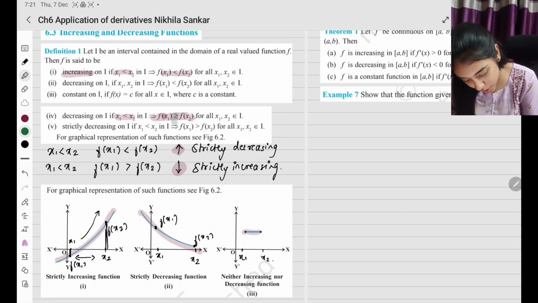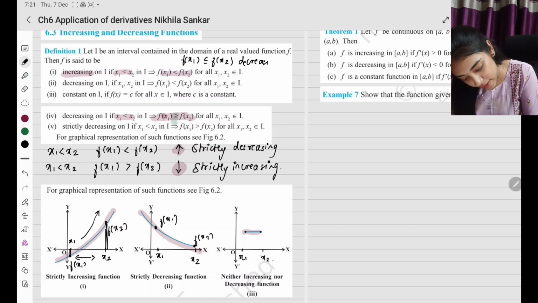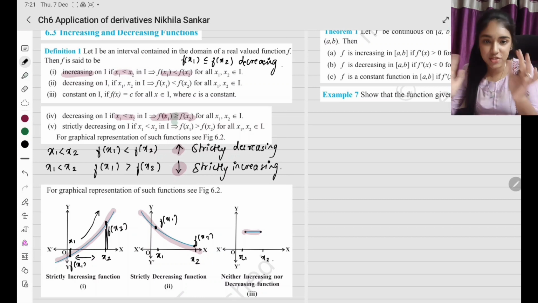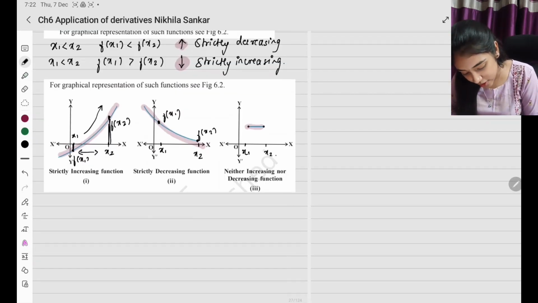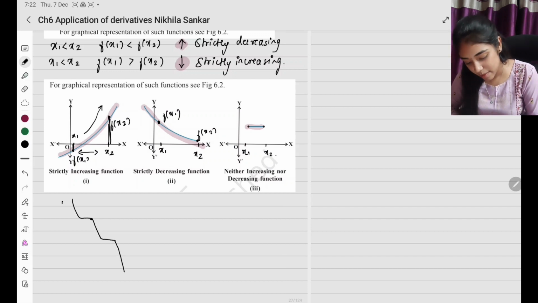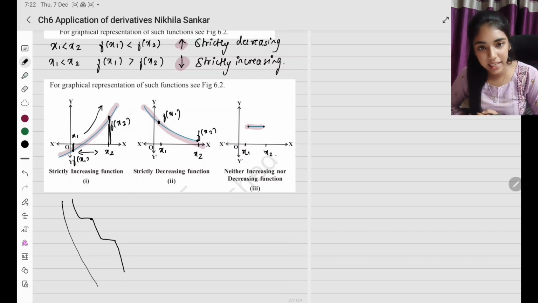Greater than or equal to, and I also have less than or equal to இங்க option காணோம். So when you have f of x1 less than or equal to f of x2, it is simply decreasing. Okay, not strictly decreasing. Strictly na என்ன அர்த்தம்? Decrease ஆயிட்டே தான் இருக்கு. So basically decreasing na என்ன அர்த்தம்? It is decreasing. It can be constant for a while. Again it will decrease. It can be constant for a while. Again it will decrease. But decrease தானே ஆகுது. In the end it is decreasing.